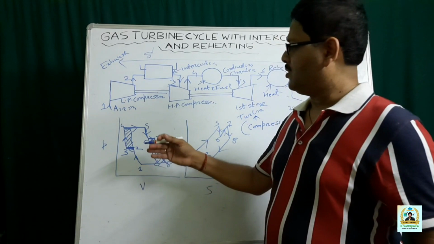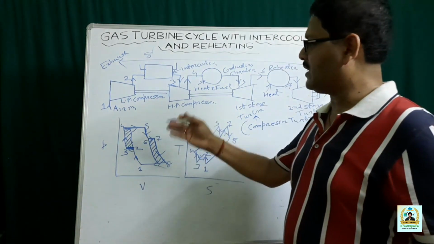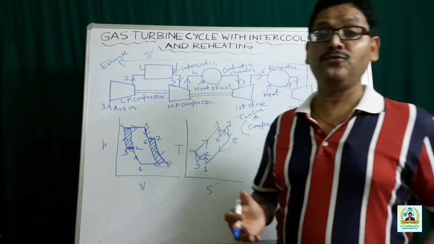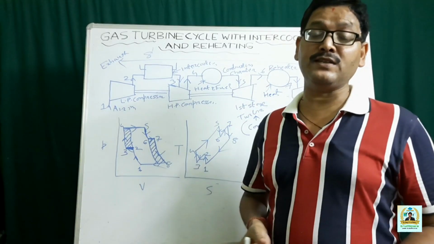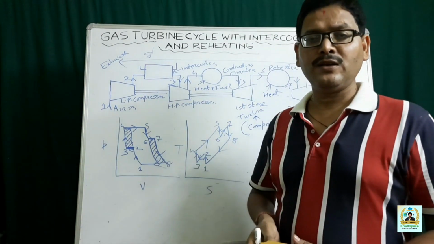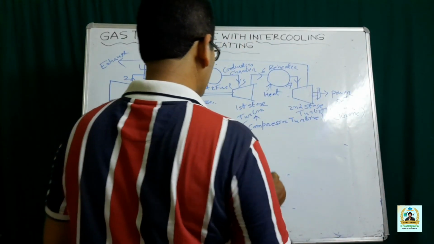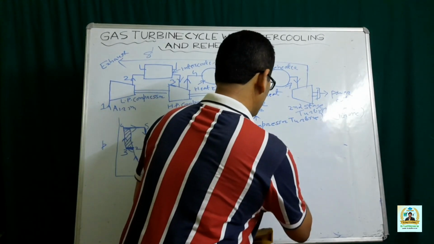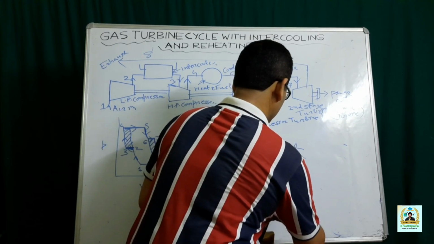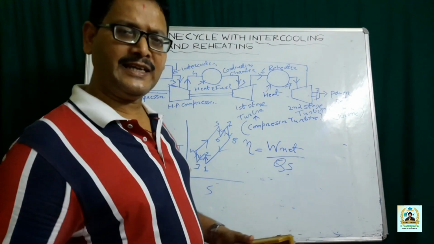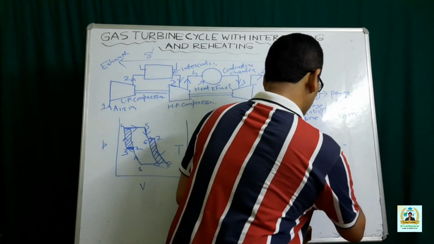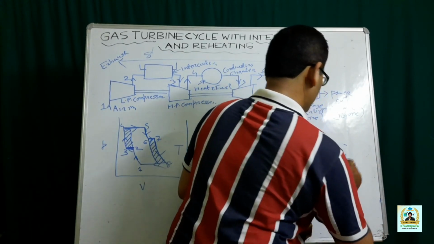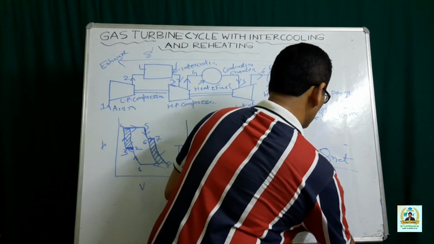So there is a net gain in work output by providing the intercooler as well as the reheater. But as far as the efficiency is concerned, the efficiency is not increased by providing the intercooler and reheater. All of us know that efficiency is equal to W net divided by heat supplied. In a cyclic process, W net is equal to Q net, that is the net heat supplied minus heat rejected, Q net by Qs.